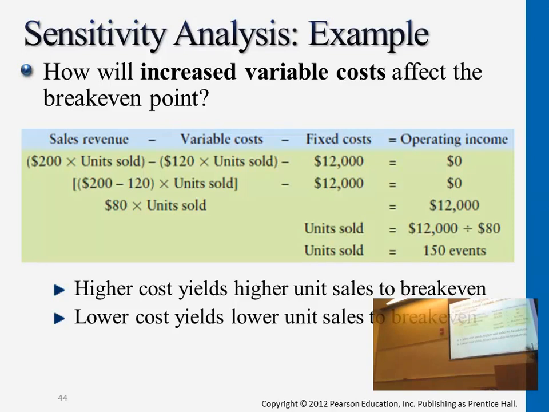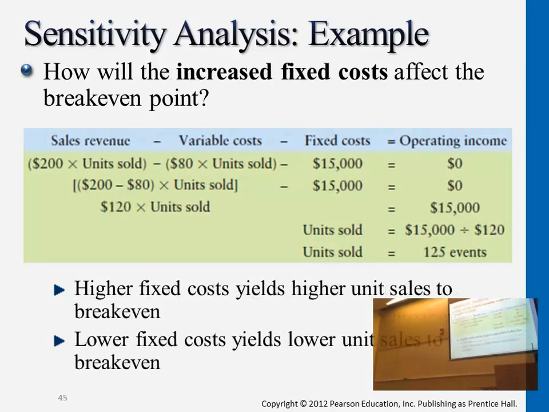So we're changing sales price, or we may be changing variable costs. What about fixed costs? Same thing, right? If fixed cost goes up, say to $15,000, then we also need to have more customers to purchase. The X has to be increased in order to break even.